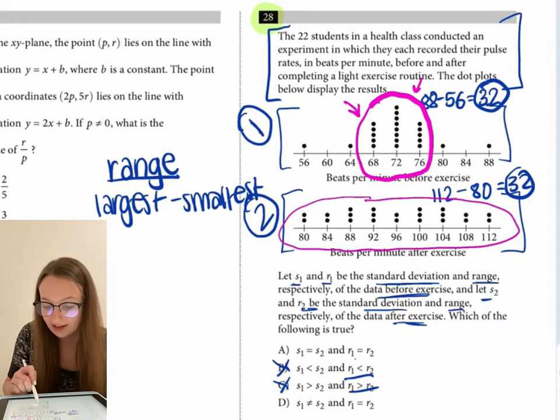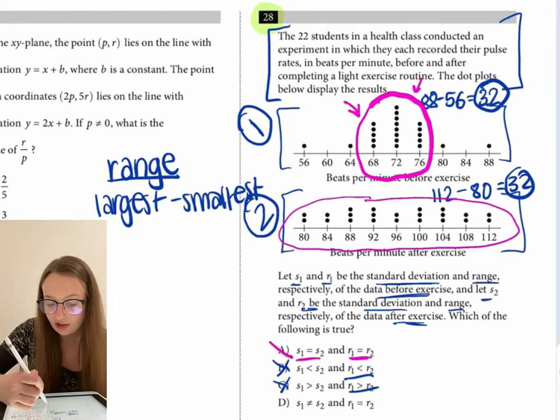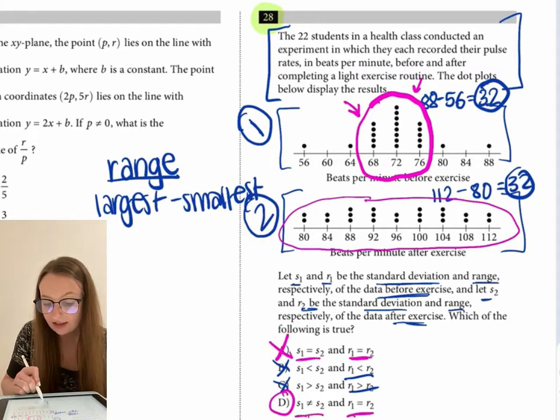So choice A is saying that they have exactly the same range and exactly the same standard deviation. So that's not true. It has to be choice D. The range is the same, but the standard deviations are not the same.